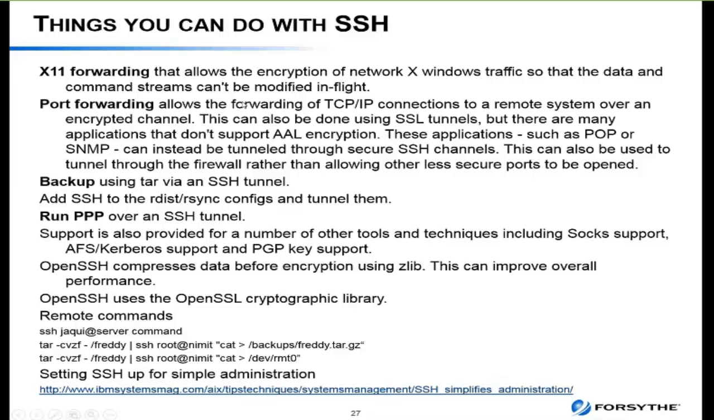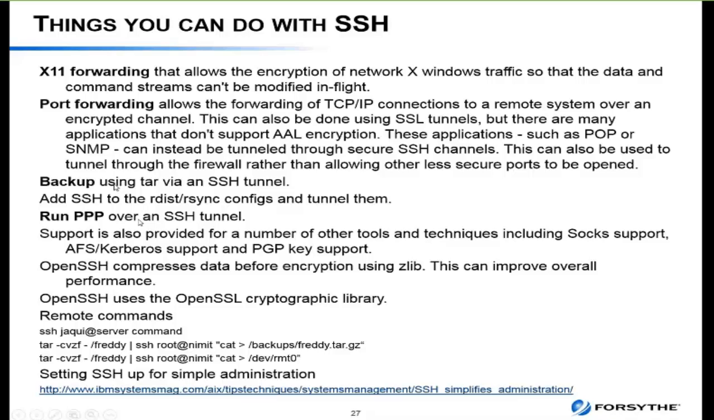So I can do X11 forwarding, which means I can actually encrypt Network X Windows traffic, which by default is not encrypted. That way people can't modify the streams in flight and they can't see what you're actually doing. I can also forward ports. So I could tell it that whenever somebody does a telnet, I'm going to change that port such that I'm going to force them to use SSH behind the scenes. A lot of people will also do port forwarding for POP or SNMP, and that way you can tunnel those through a secure channel, and you can also force them to tunnel through firewalls and so on. One of the uses I see a lot for SSH is people doing backups via a tunnel. So they'll set up a tunnel between the backup server and the client, and there's ways to do that where you don't have to put the passwords in, and then you can run the backup remotely.